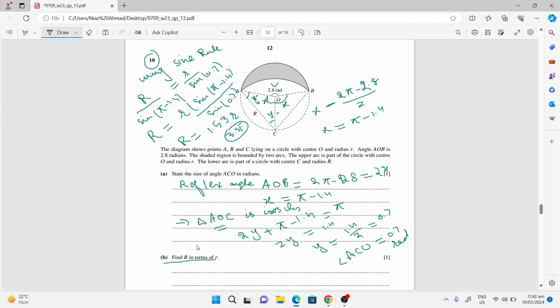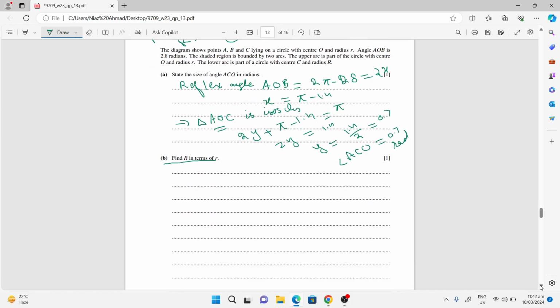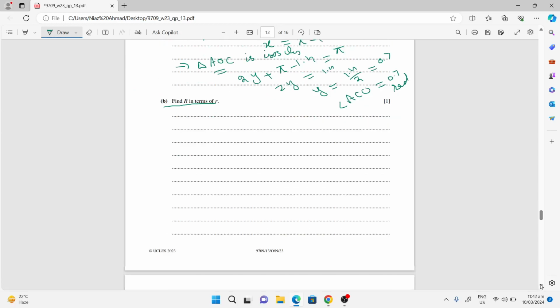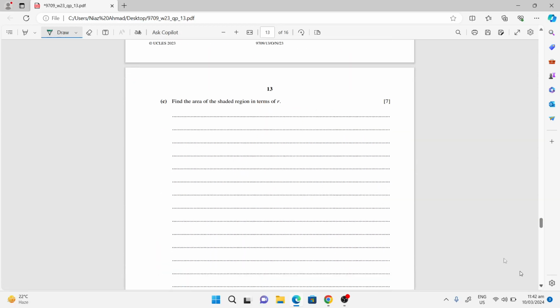In part B, he asked to find the value of capital R in terms of small r. So that has been done. We are done with this part B also. Any problem? I used just the trigonometric concept, that is the sine rule. Now, the 7-mark question, the most important.